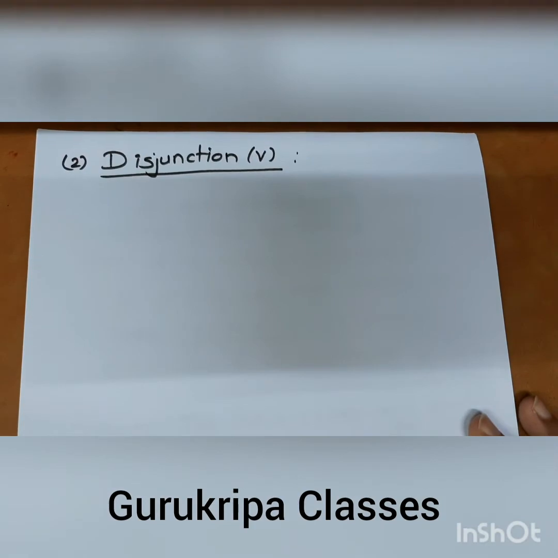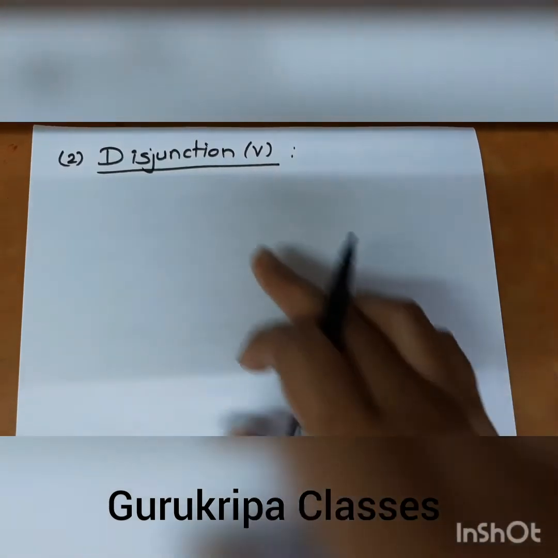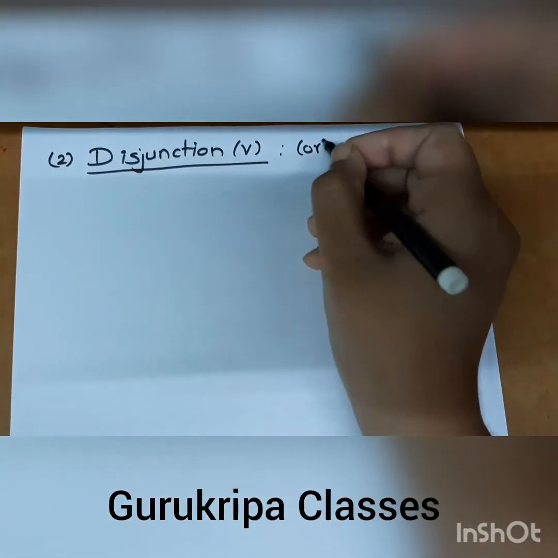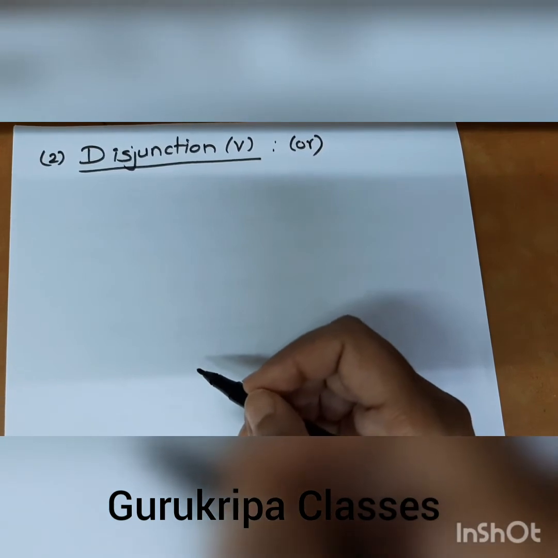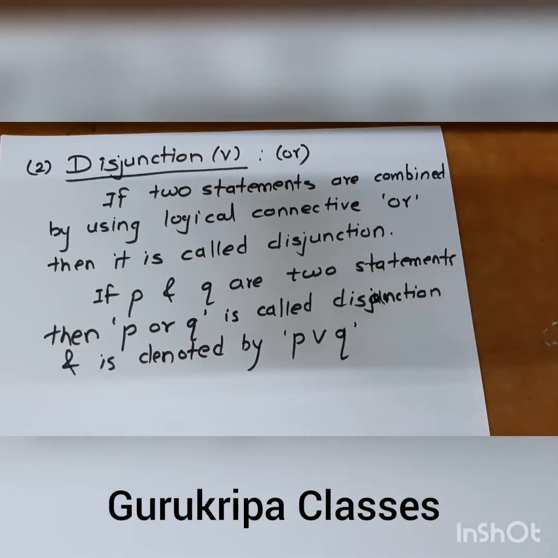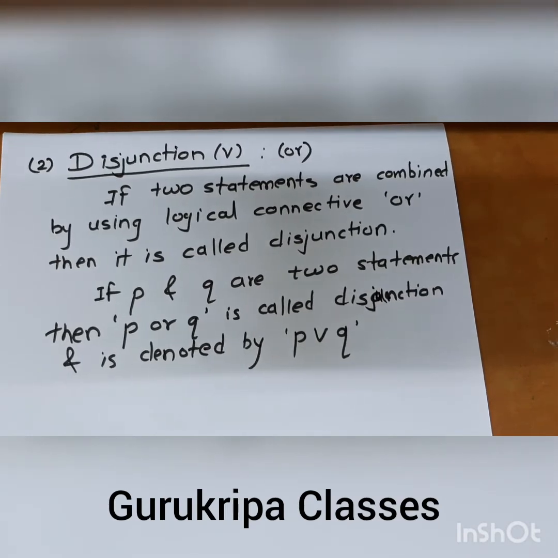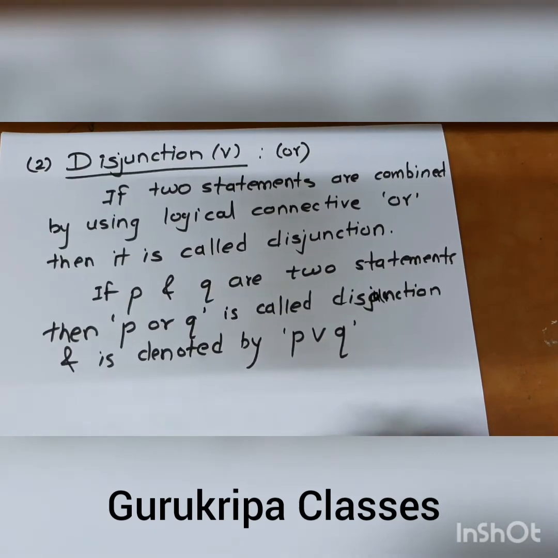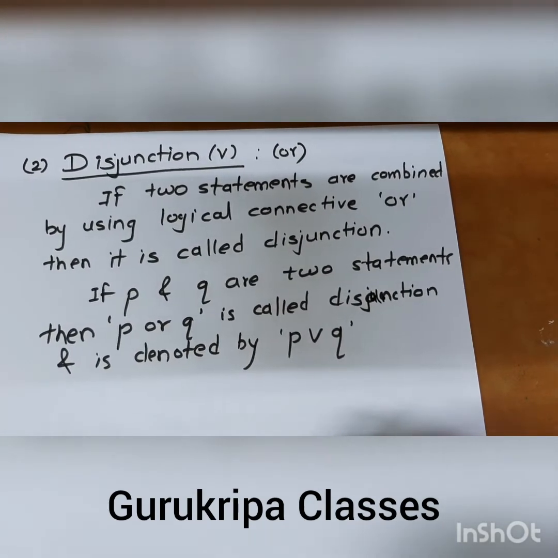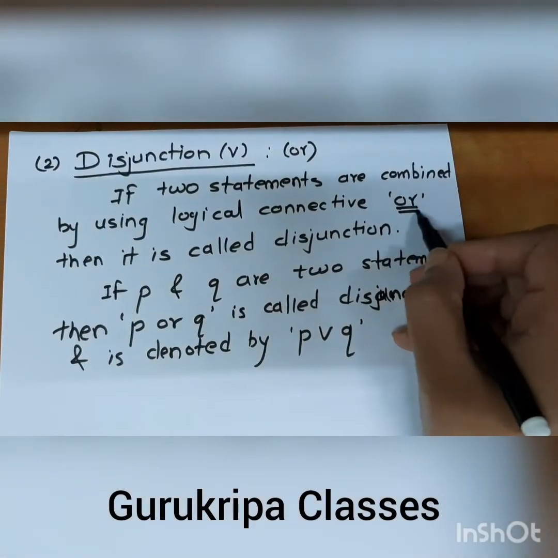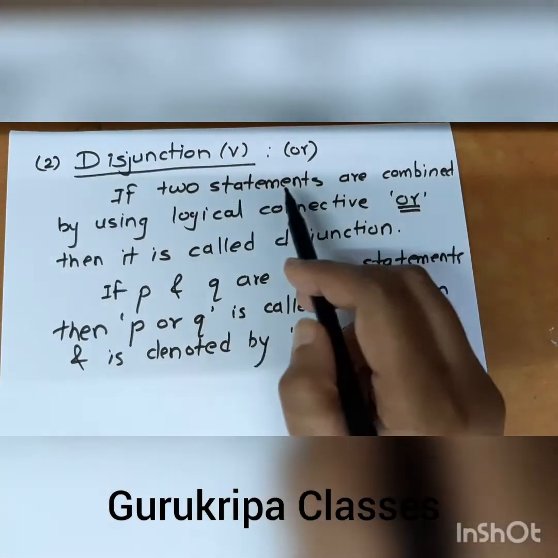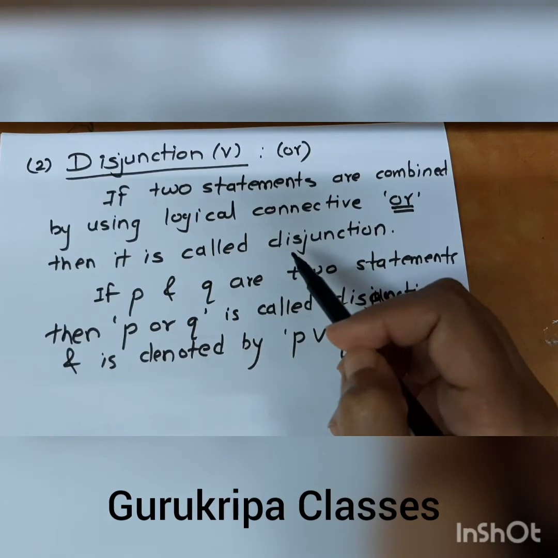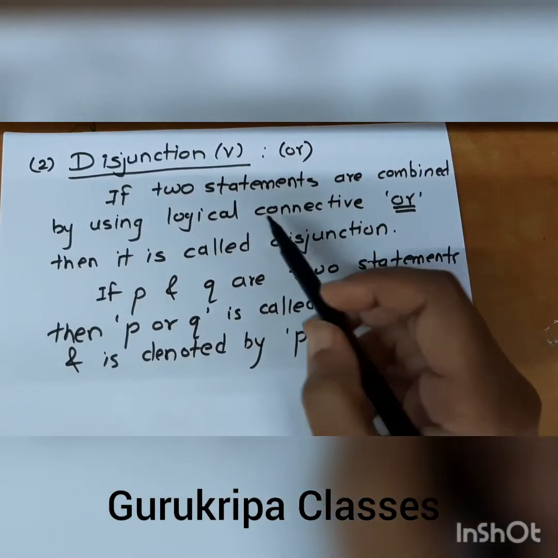Now see the second connective, that is disjunction. This is the symbol used for disjunction. This is again said to be OR. Okay. Now I will write the definition of disjunction. So see the definition. This is a similar definition to your conjunction, right? If you observe the definition of conjunction and disjunction, both are the same. The only difference is that there will be OR in this definition. If two statements are combined by using the logical connective OR, then it is called disjunction. Okay, when they are connected by OR.